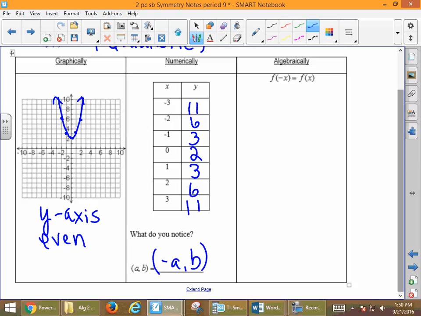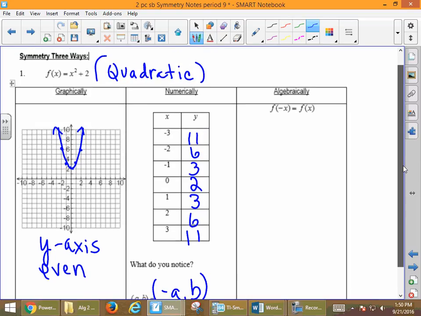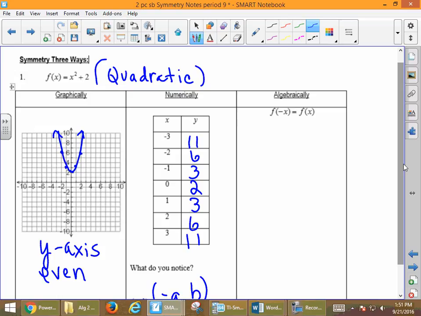So we see the graph. We see the table here to help us identify that. We can also identify symmetry one more way, and that's the algebra way. What we're going to do is evaluate the given function, f of x, when we put in the value of negative x. So if we fill this in, f of negative x, we're going to take that value of negative x and put it back into our function of x squared plus 2. And that means negative x is going to go in here.